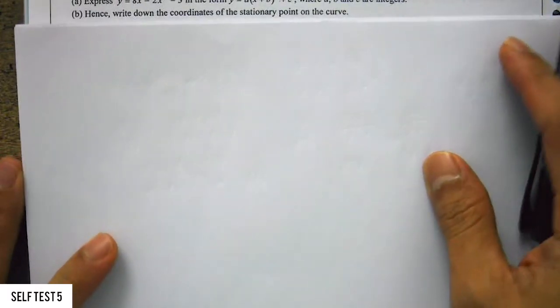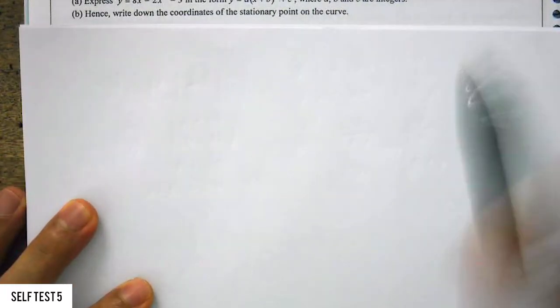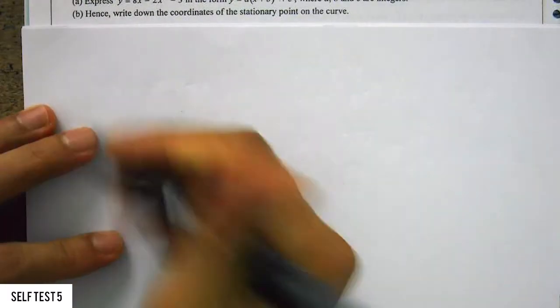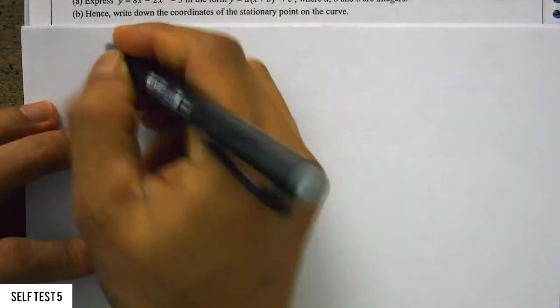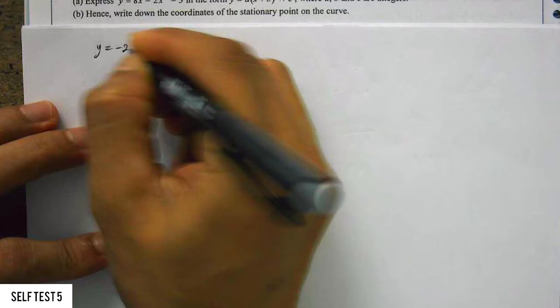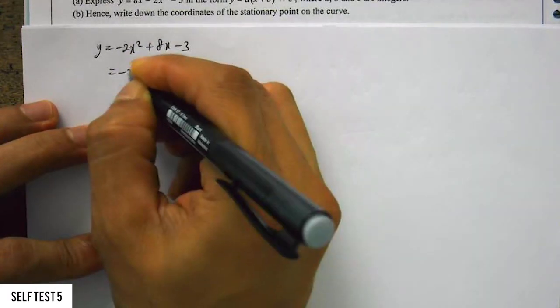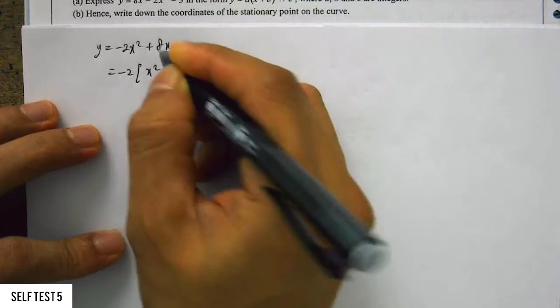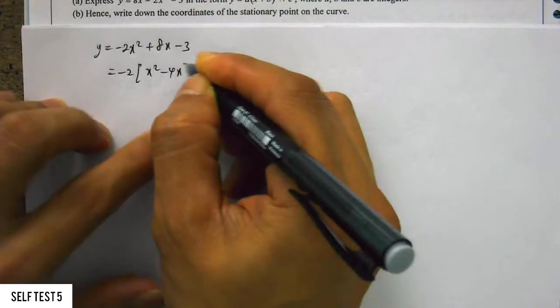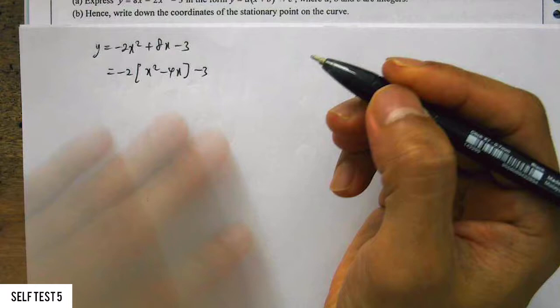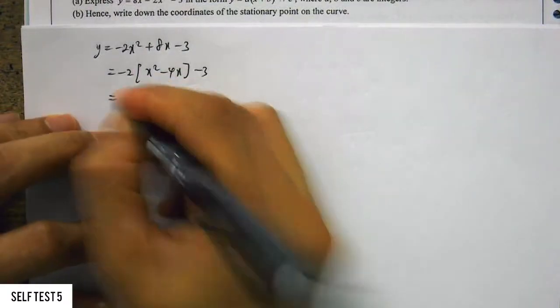You're supposed to express this, y equals 8x minus 2x squared minus 3, in this form. So number one, perhaps I'll rearrange it first. It's easier to see in this form. Then I'll take out negative 2. This becomes x squared, 8 divided by negative 2 is negative 4x. Keep the negative 3 outside because negative 3 is not involved in the process of completing the square.